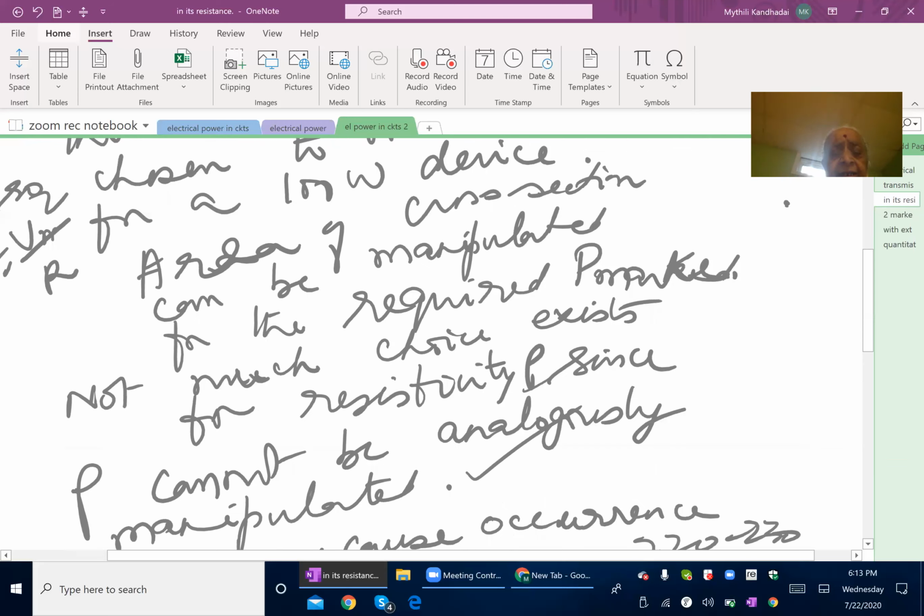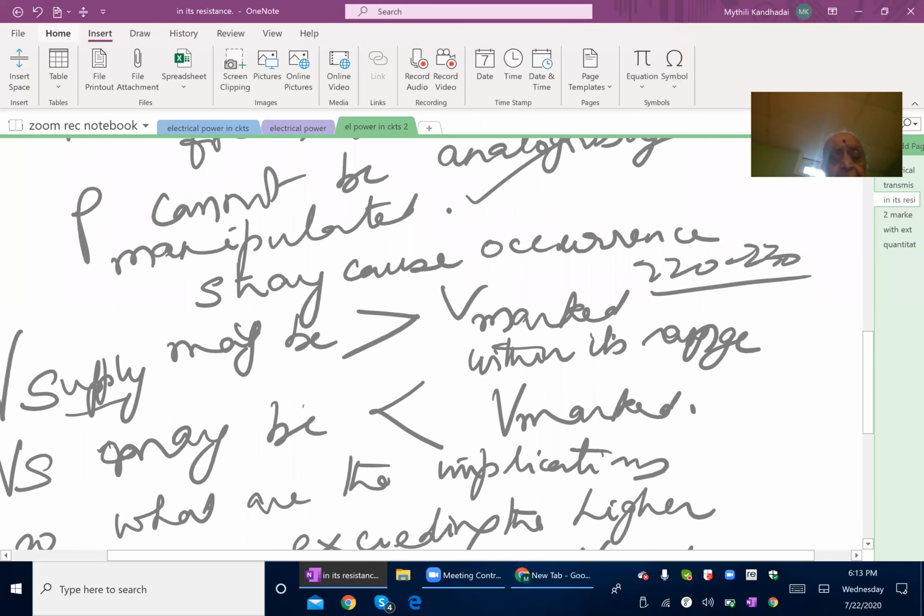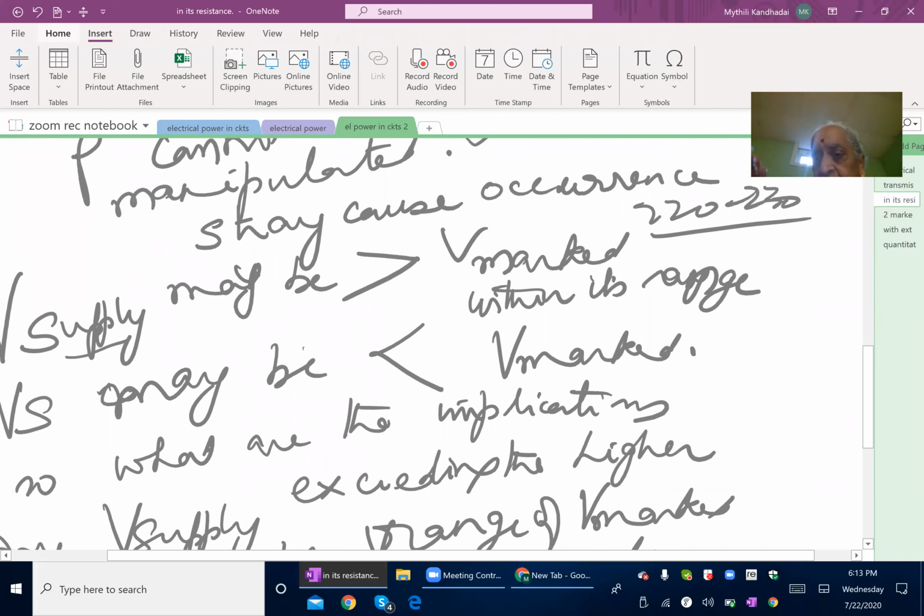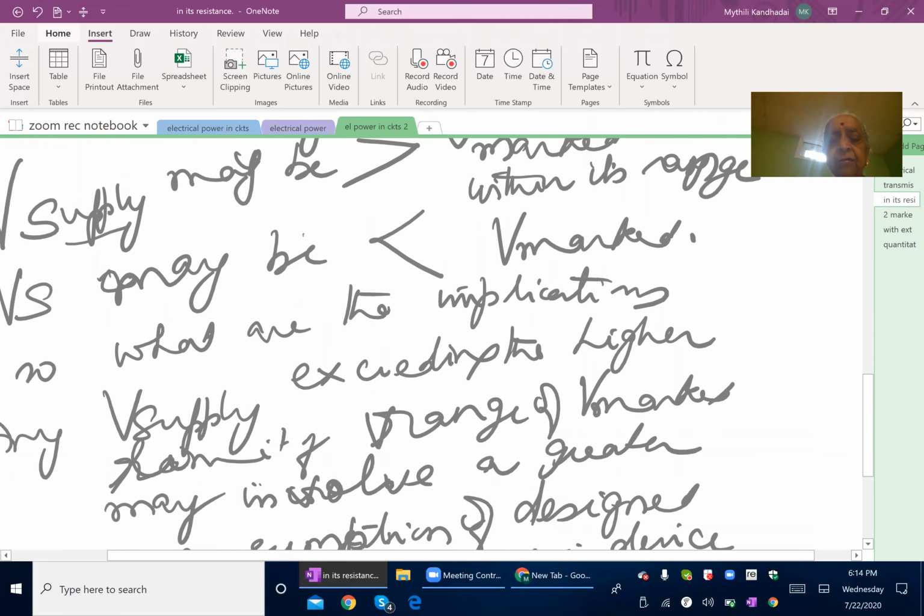Now, what happens when it is lesser than that? When V supply is less than V marked, what will happen? Power consumed will also be lesser. Therefore, the power that is meaningfully given out as light will also be lesser, and the bulb will glow dim. On the day when there is a voltage drop or voltage fall, the bulb will glow with less intensity, and therefore it will be very dim. And you cannot do any meaningful work out of it because illumination may not be sufficient for our use.